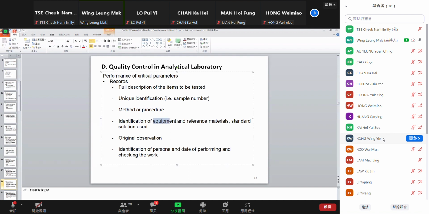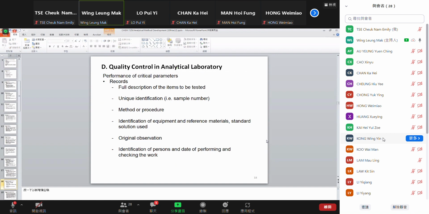Because instruments have different sensitivities, okay? High-priced equipment should have good sensitivity and will give you a very, very low concentration detection of the target analyte. When we read the equipment specifications, normally we will know the detection limit, how low a laboratory can report.